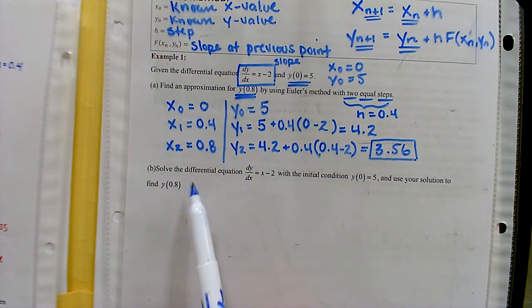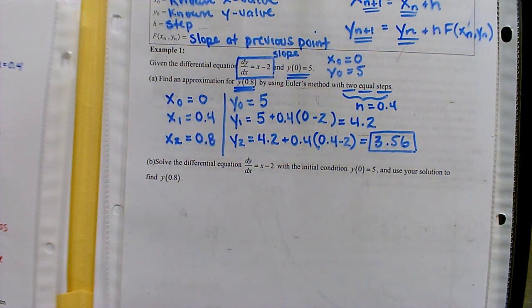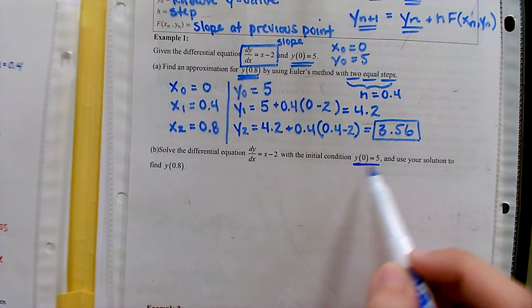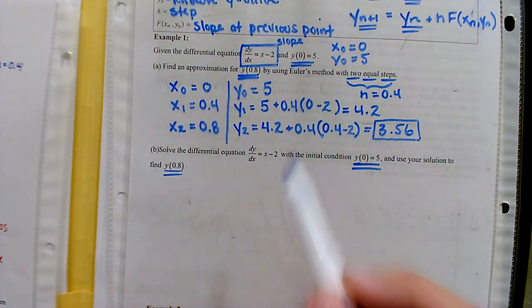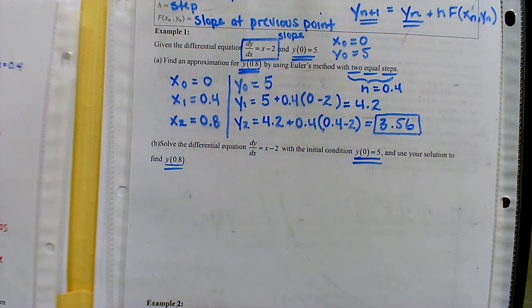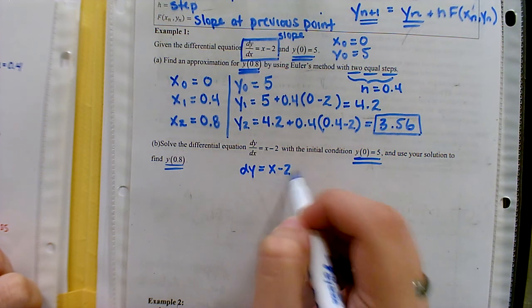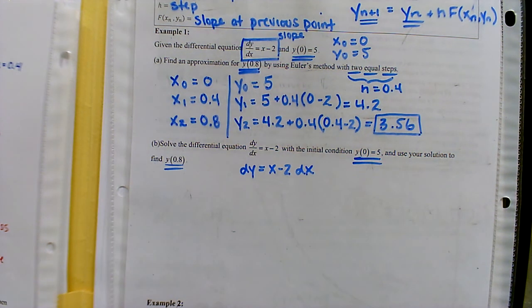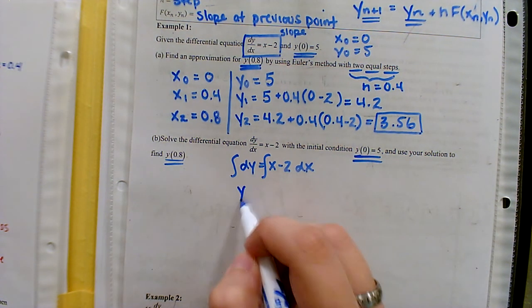Okay, so part B here is actually going to tell us to solve this derivative or differential equation by hand. This should be an easier one for us to do, something like we did last year. And we have that same initial condition to help us figure out what is the actual value at this 0.8. So to solve a differential equation, we have to separate those variables, get all the y's on one side, x's on the other. So I think you guys can just multiply over the dx. Let's go ahead and integrate both sides.